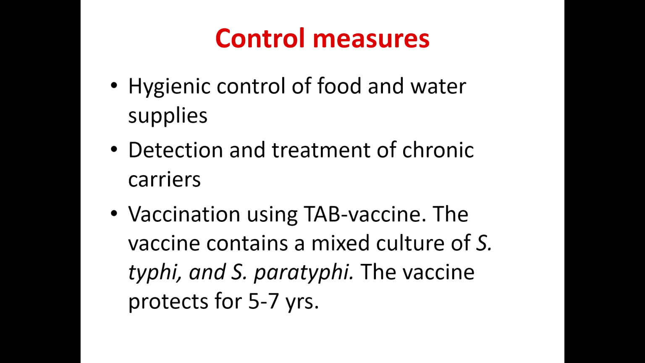Okay. Control measures: how to control this disease, salmonella, typhoid fever, all these diseases? Hygiene, control of food and water supply, detection and treatment of chronic carriers, and vaccination using the TAB vaccine. The vaccine contains a mixed culture of Salmonella typhi and Salmonella paratyphi. The vaccine protects our body for 5 to 7 years.